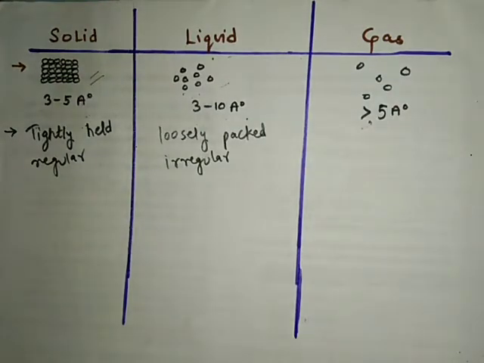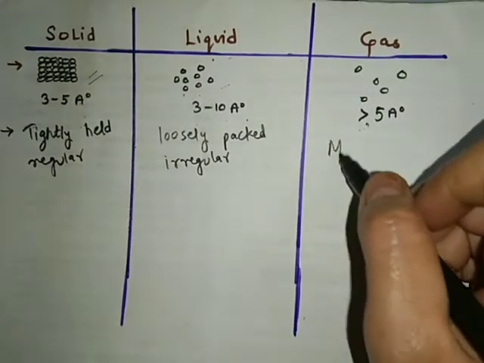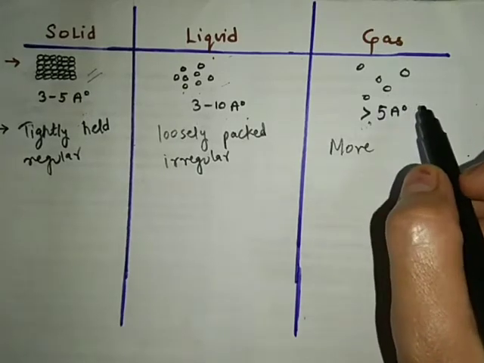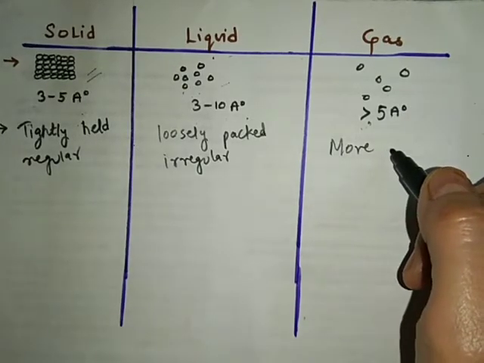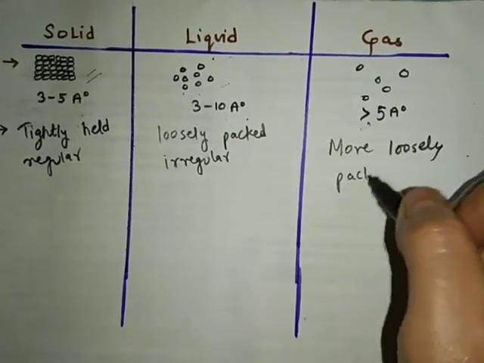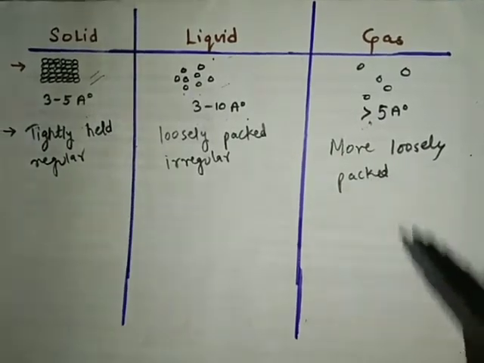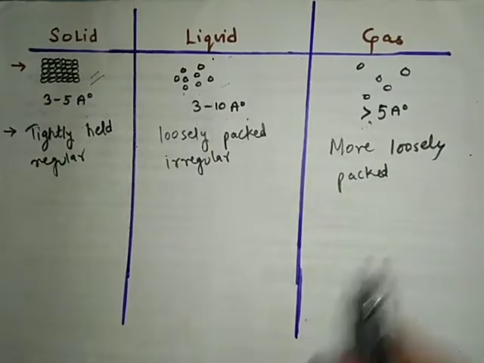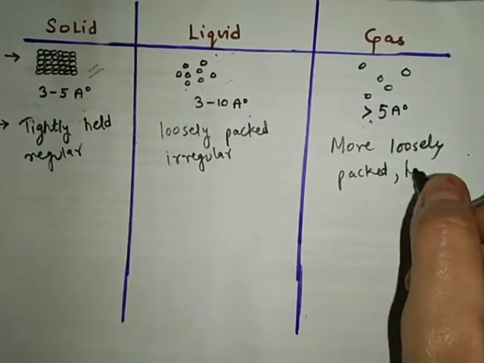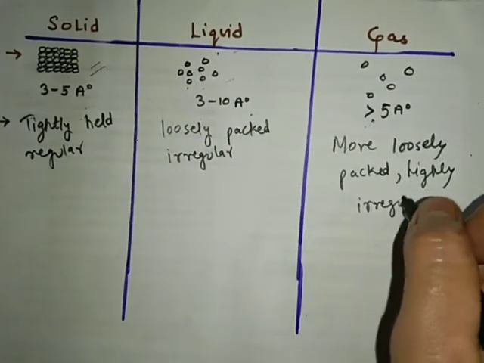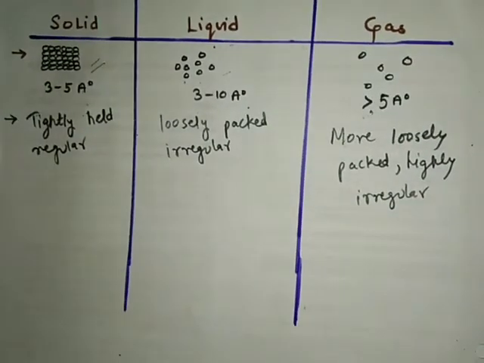Okay, when you come to gaseous state, the particles are more loosely packed. और भी loose हो जाता है due to the increase in the space between the atoms. We will say particles are more loosely packed and the irregularity will increase a lot. So it is a highly irregular arrangement, due to more space between the atoms, right?